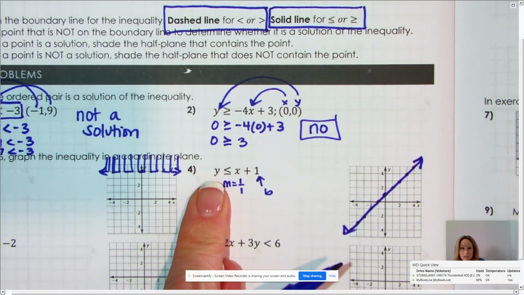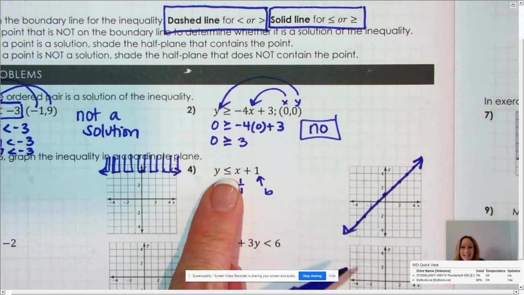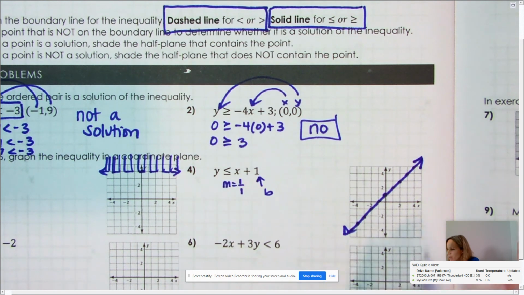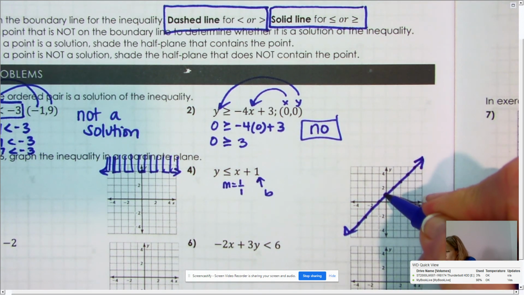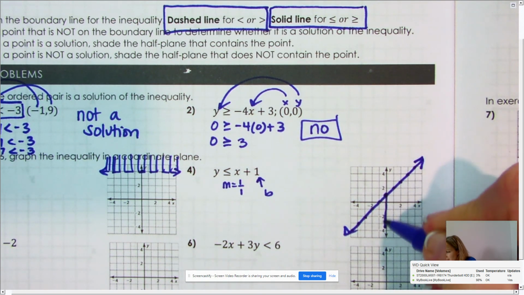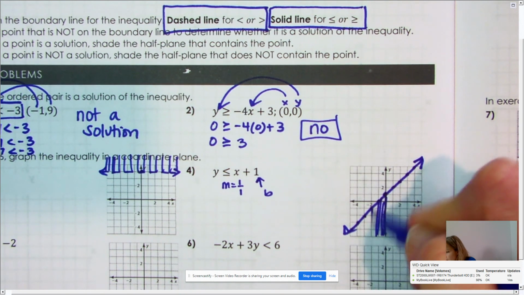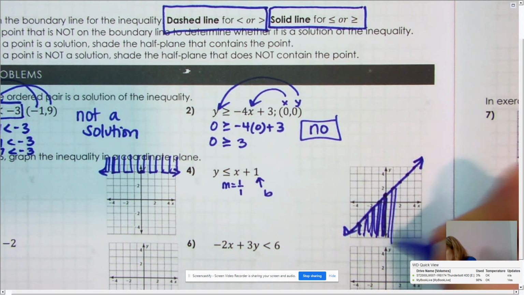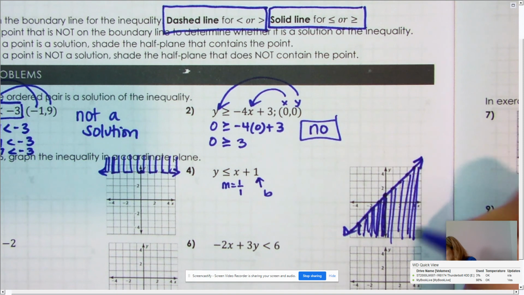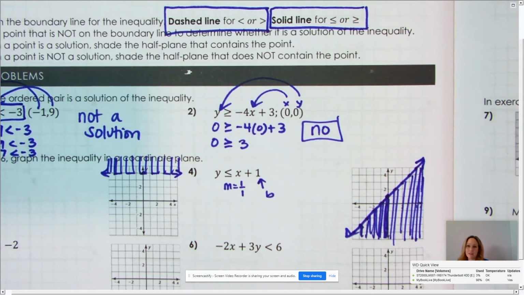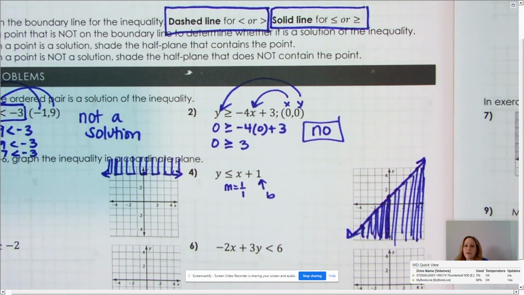And then we look here and we see that y is less than that value. So if y is less than, think about, here's the y-axis. What are all the values of y that are less than the line? They would be going down like this. So these are all the values less than the value that the equation would give us. All right, question number 5.